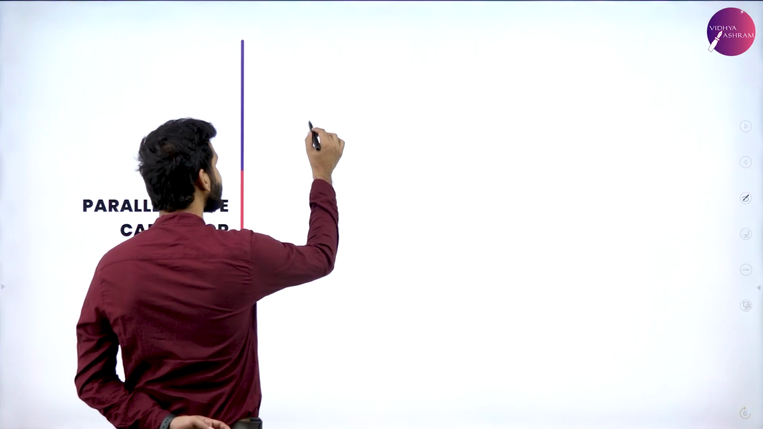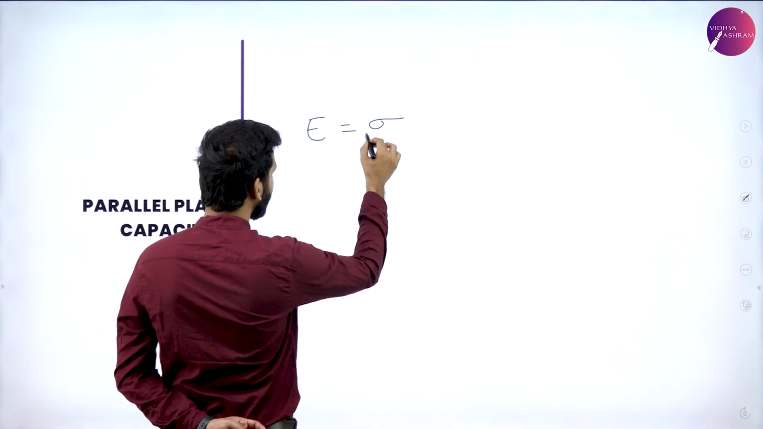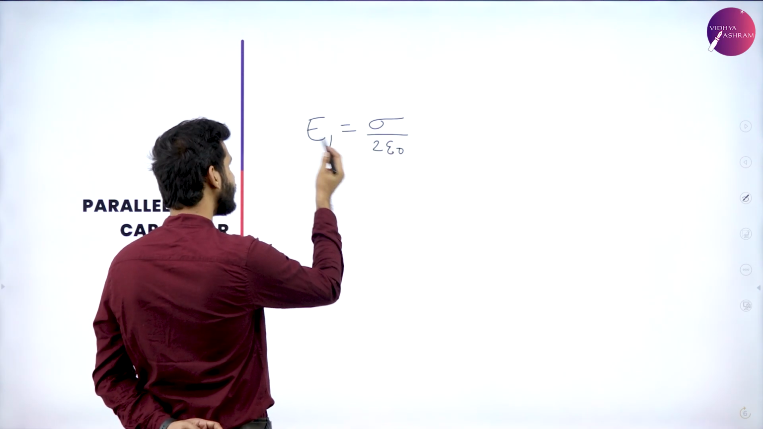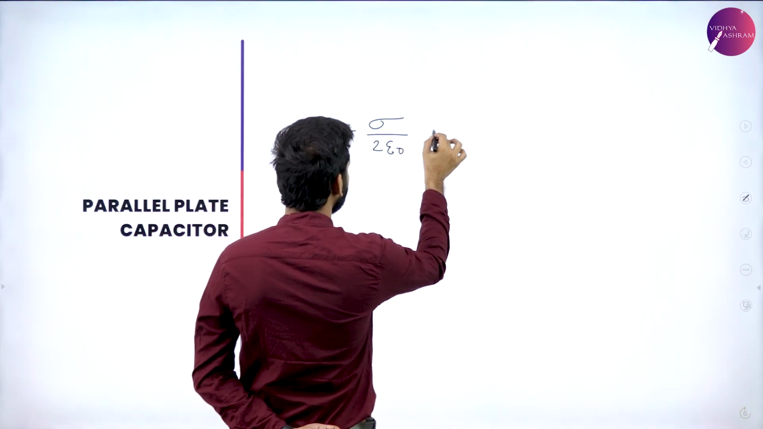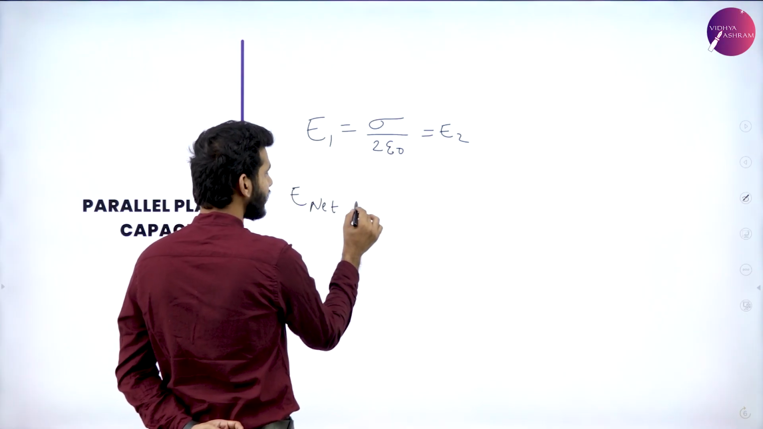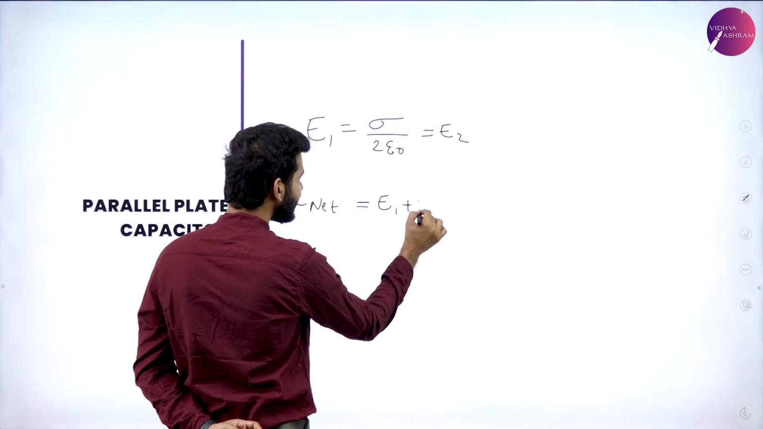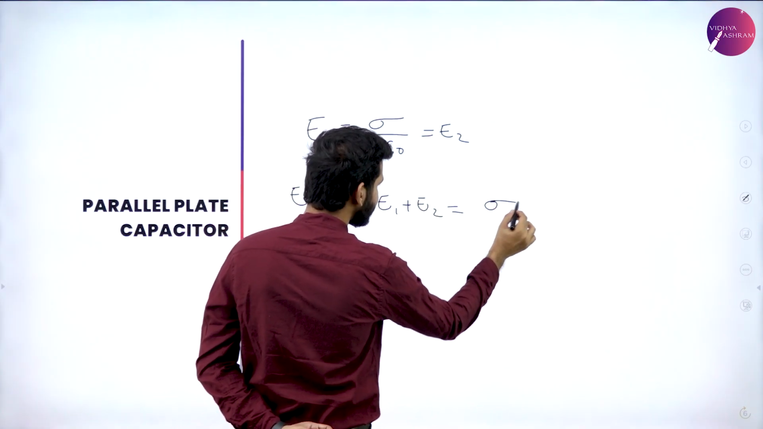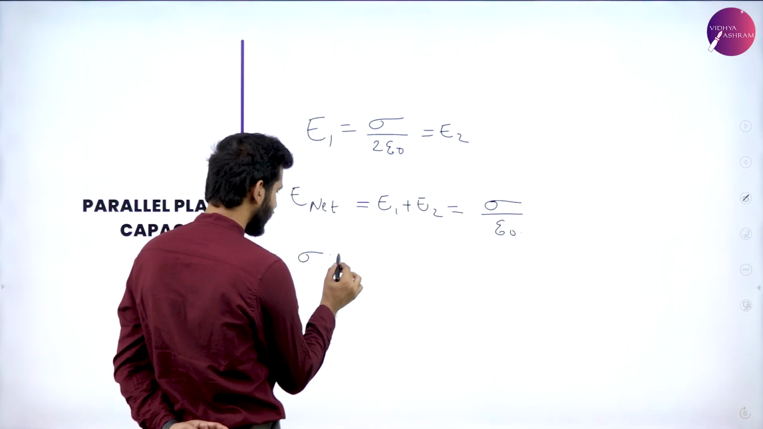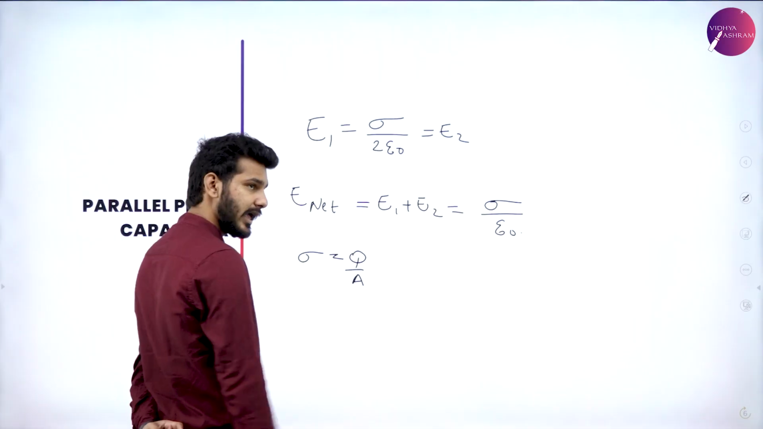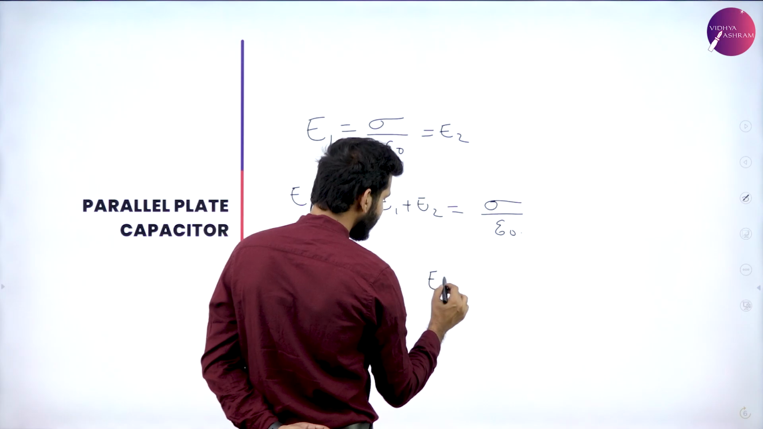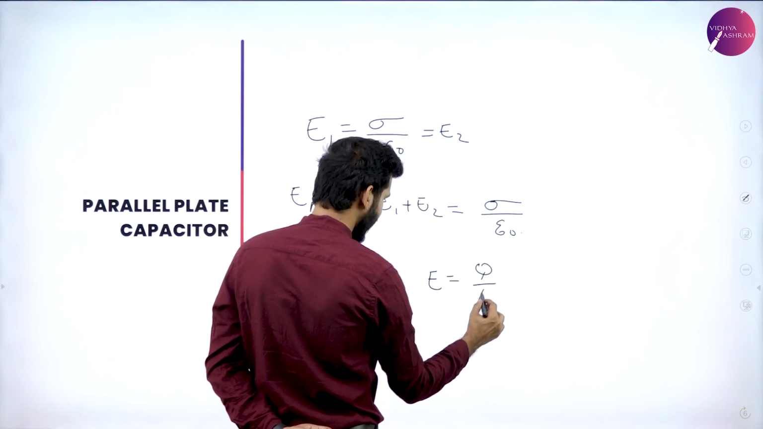We can write it as E is equal to sigma by 2 epsilon naught. This was E1. We had another one which was E2. So net E was written as E1 plus E2, and that was equal to sigma by epsilon naught. So that was the first result. But we knew that sigma is equal to Q by A. So that can be added to this equation, and that can be written as E is equal to Q by A epsilon naught.